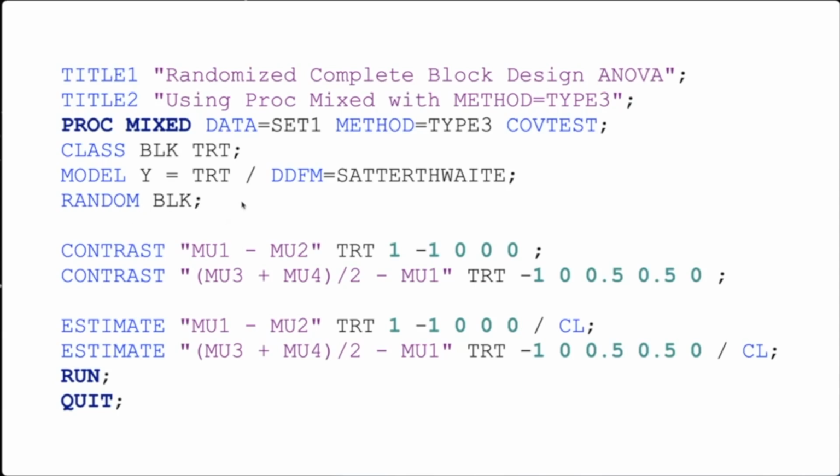Notice that I've added an option on the model statement, called the denominator degrees of freedom option, the DDFM option, and I'm telling it to use the Satterthwaite approximation. In order to correctly perform tests and calculate estimates of linear combinations that are non-contrasts, we have to include something like this.